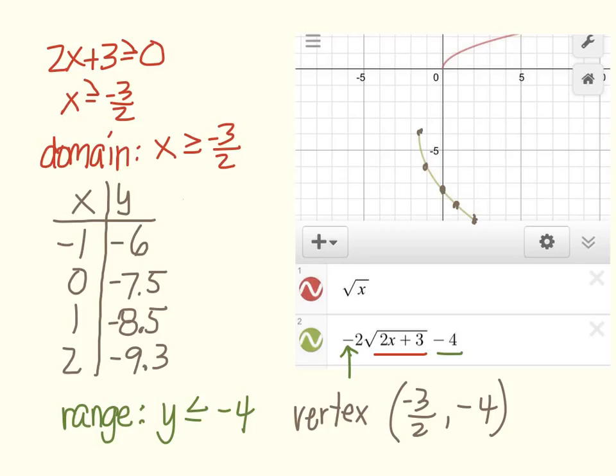We can find the range of this function by looking at the negative sign out front and the negative 4 that has been subtracted here at the end. Since this is a negative sign, it's going to be less than or equal to, and that negative 4. You can see here's negative 4, and my y values are less than or equal to negative 4, or below negative 4. So this vertex point is negative 3 halves, negative 4, and that's the fifth of the points that you can graph for this radical function.